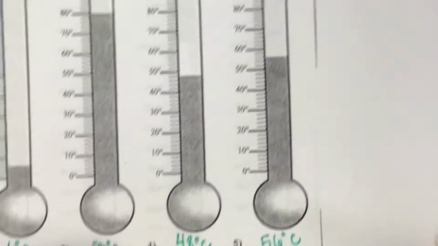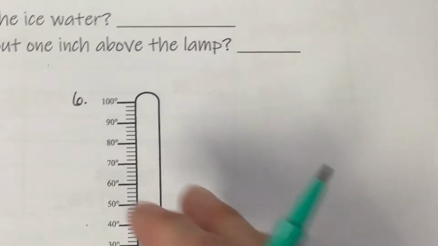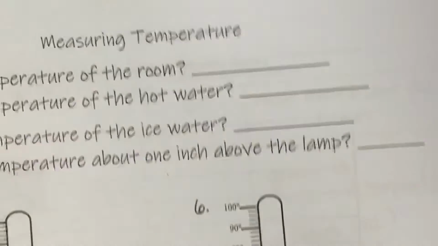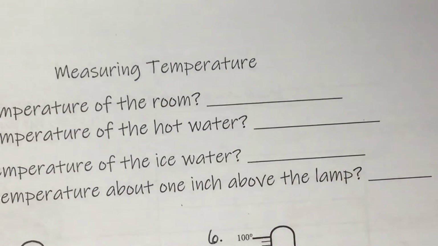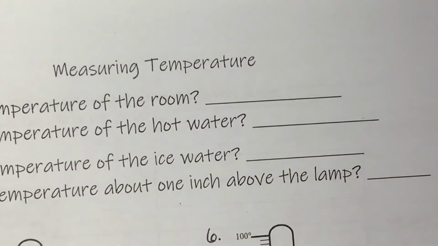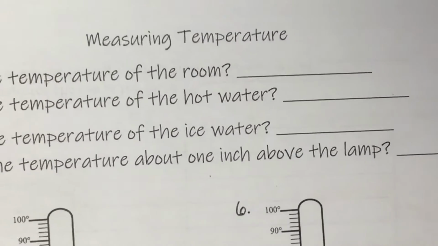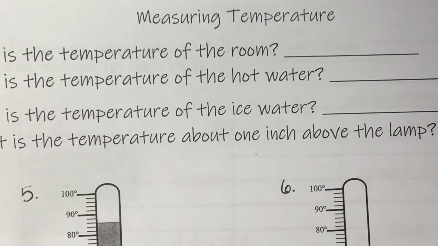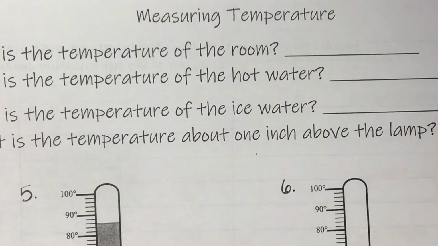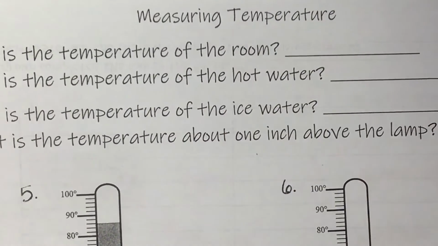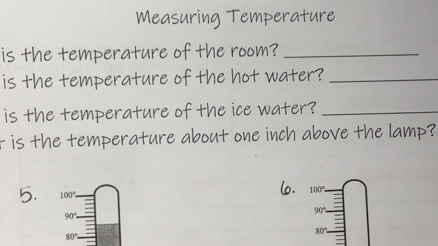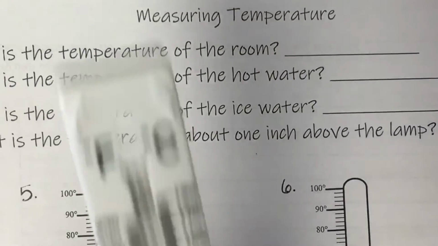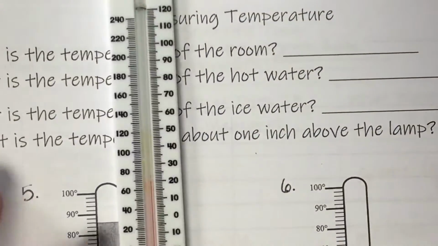Okay. On your next page, we'll go back to this, and I'll have you finish that in a moment. But I'm going to give you guys a thermometer, and we're going to measure the temperature of the room, the temperature of hot water, the temperature of cold water, and the temperature right above a lamp that I'm going to plug in. Okay? And we'll compare those temperatures. I will tell you that these thermometers are not 100% accurate. They're old, they've been dropped.